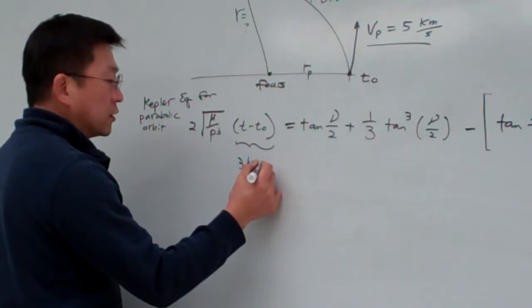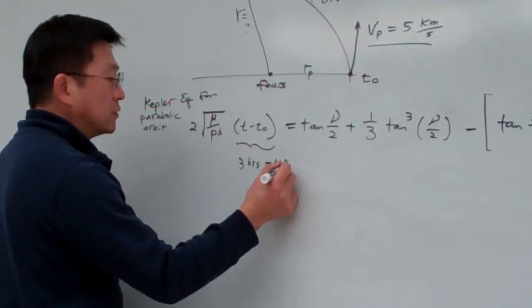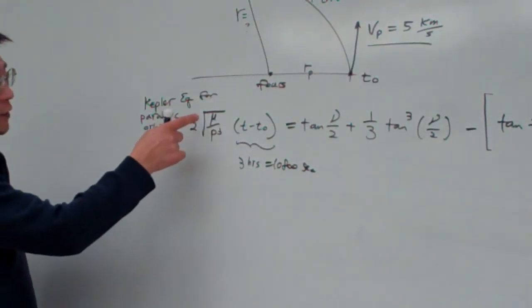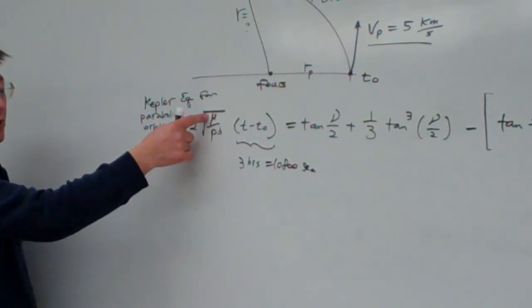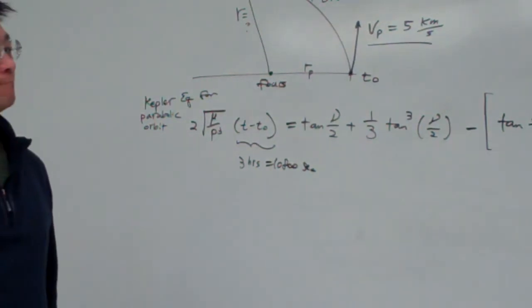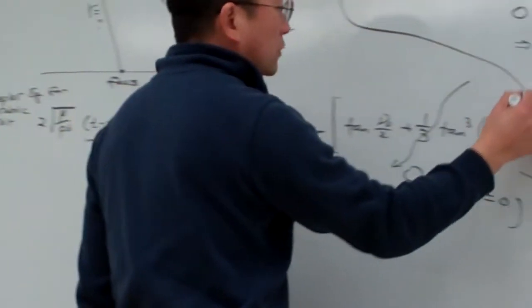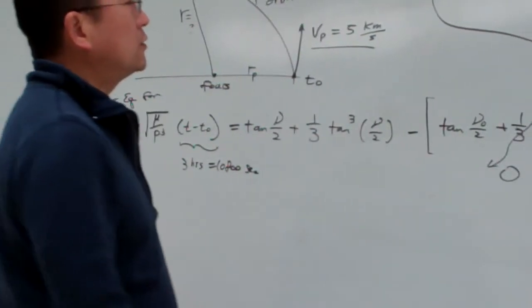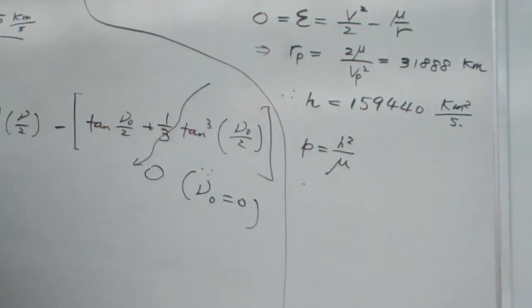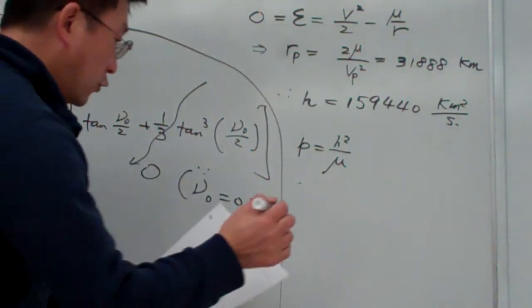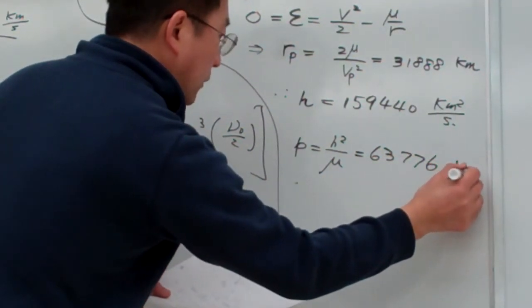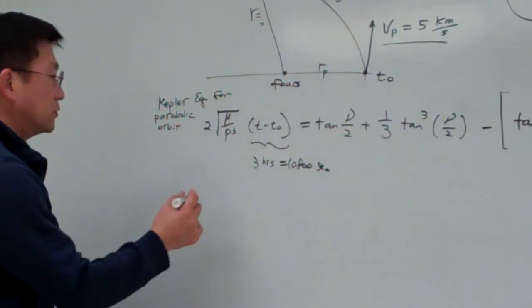And that is simply equal to 10,800 seconds. So we know this value, and we know the gravity constant, which we can pick up from the textbook. So now we need p. We don't know p. Okay, so that is our scratching. So what is p? p equals h squared divided by mu. We already have h, so we need a little bit more. So here is 63,776 kilometers. So from here we determine p.